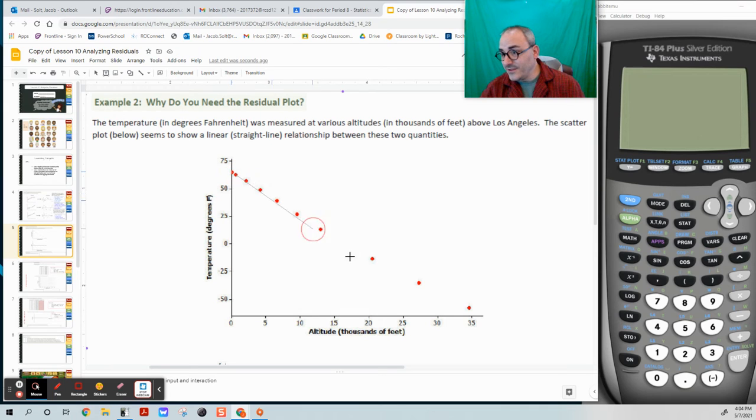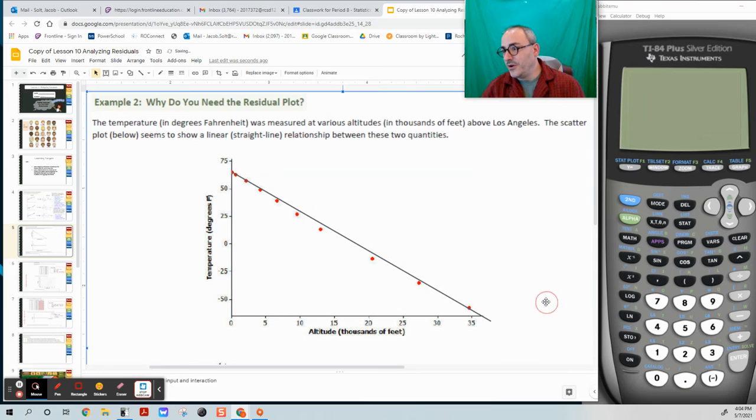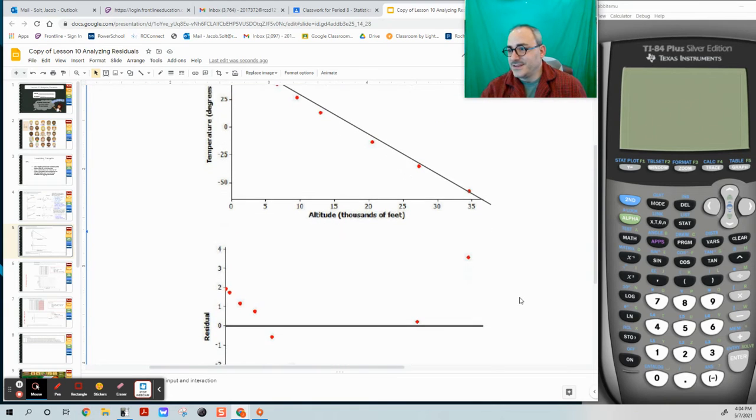I'm going to try to draw a linear line. Now let me see what happens when I draw the line. Ah, when I draw the line in, we can begin to see that linear might not be the best choice. But we didn't see that until the straight line got drawn in. So let's look at the residual.